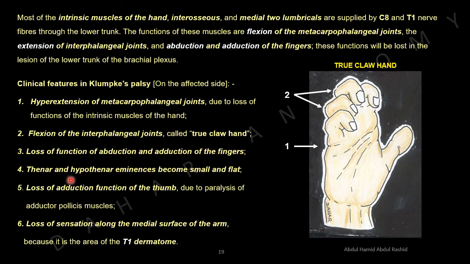Thenar and hypothenar eminences become small and flat. Loss of adduction function of the thumb due to paralysis of adductor pollicis muscle. Loss of sensation along the medial surface of the arm because it is the area of the T1 dermatome.